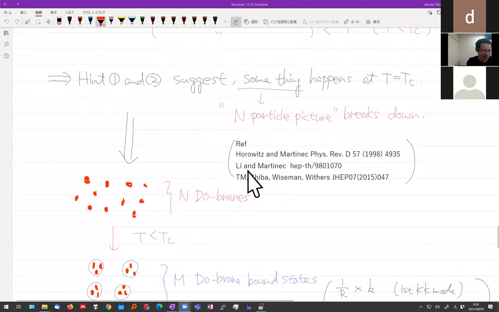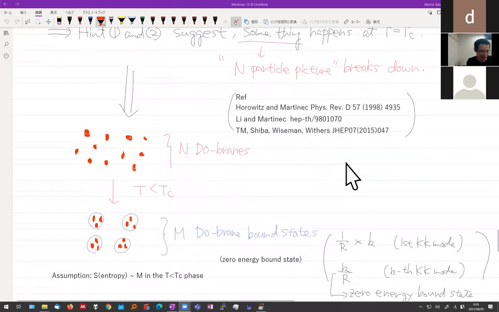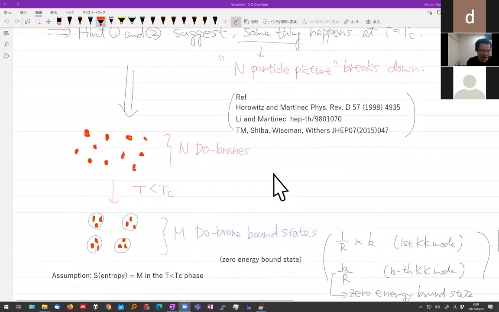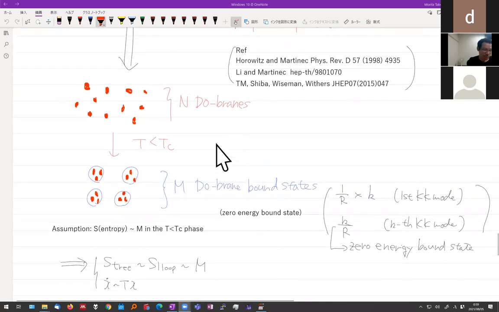Here I borrow the idea of this paper by Lin and Maldacena. They are discussing what will happen in this region by using some BFSS matrix theory. What I'm explaining is almost borrowing the idea of Lin and Maldacena. So their idea is very interesting.